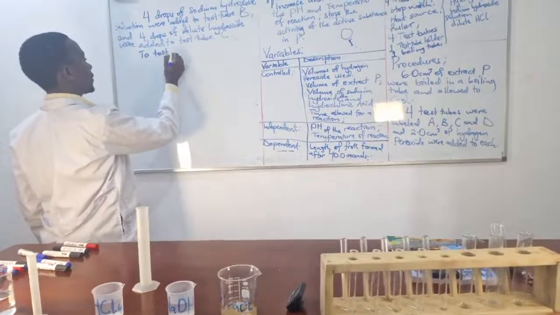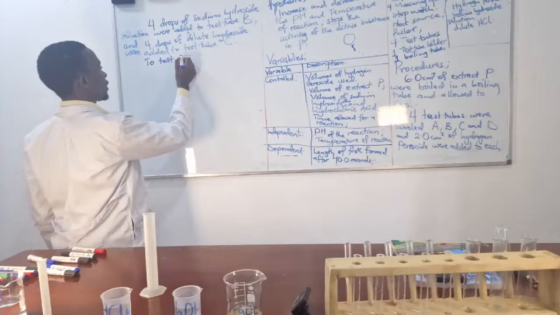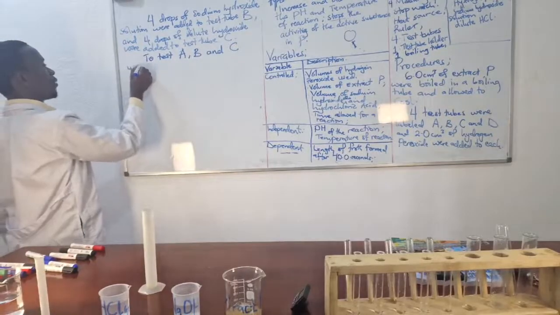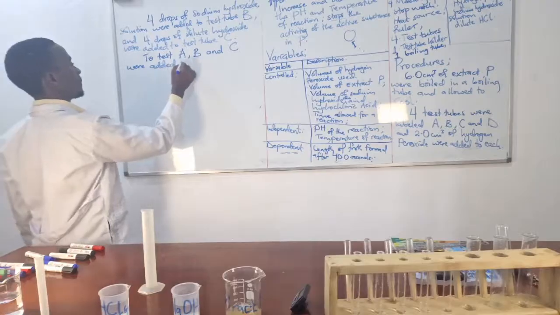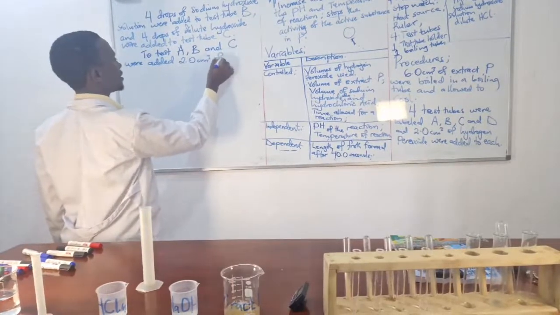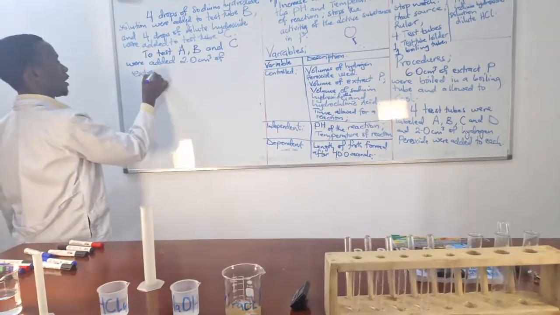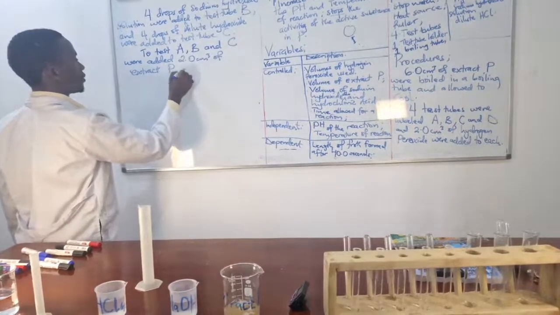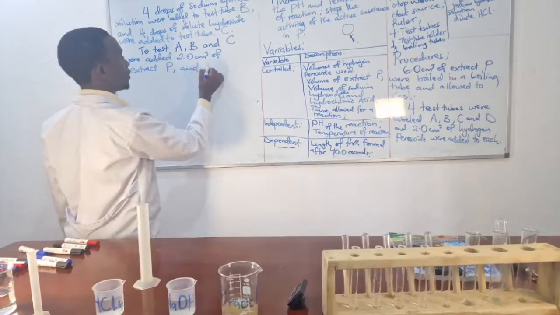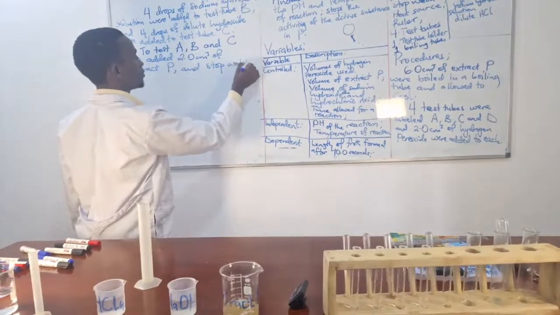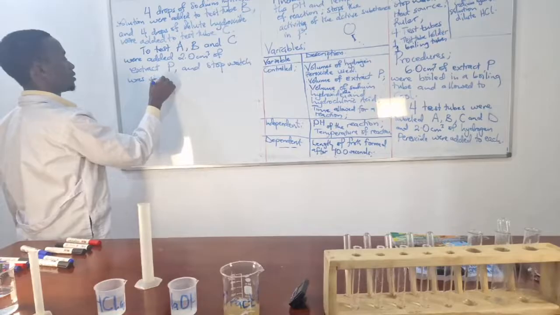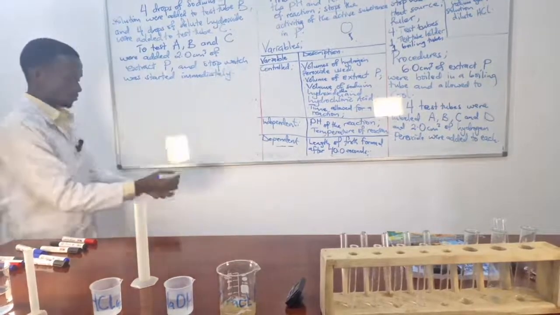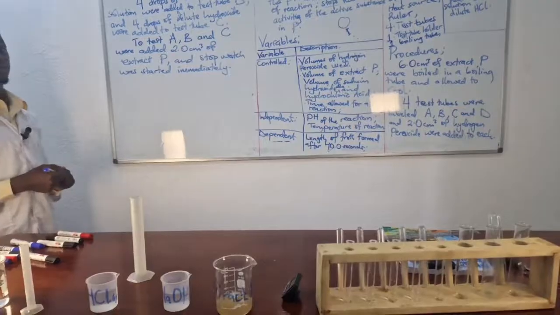To test tubes A, B, and C were added 2.0 cubic centimeters of extract P, and the stopwatch was started immediately.